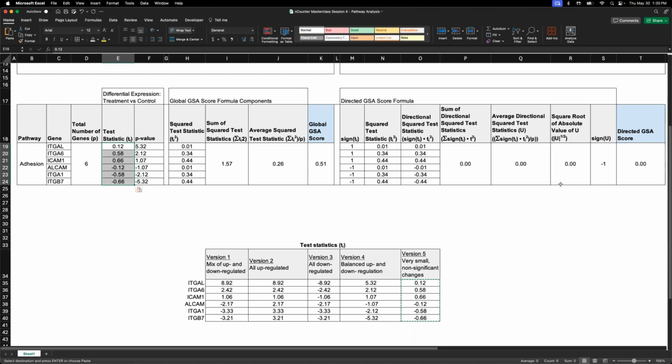But I just want to contrast this with our previous scenario. In this scenario, we have all of these genes. Some are upregulated, some are downregulated. They offset each other. But if you look at the actual magnitudes of these changes, they're really, really small. The global score is really small. You would never really interpret this as having a lot of change in this pathway. But in this case, the directed score is also 0 because the upregulation balances the downregulation.